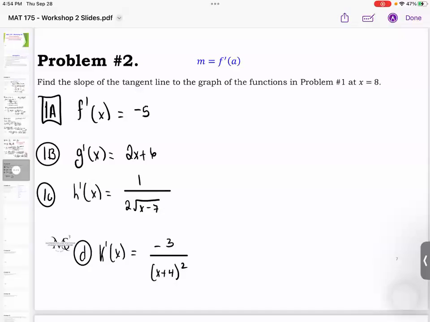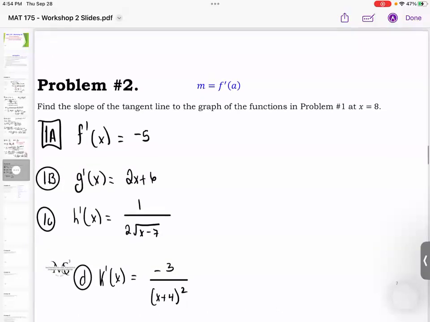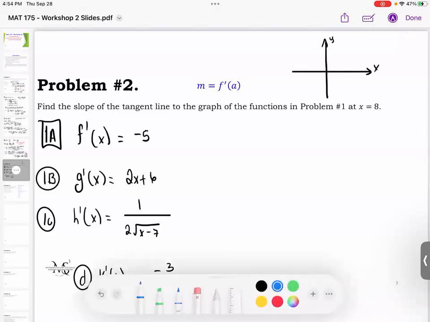All right. So in problem two, it states that we want to find the slope of the tangent line to the graph of the functions in problem number one at x equals 8. Okay. So essentially what I want to show you real quick is that if I have a function, this is my graph, the Cartesian plane, the y-axis, there's the x-axis, and let's say here's my function.